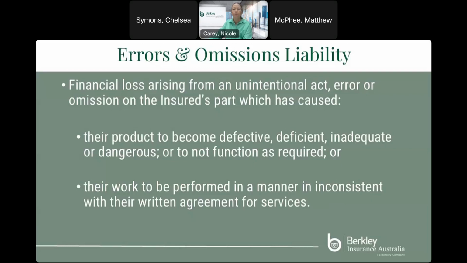So the coverage provided under this E&O extension within our life sciences wording is a lot broader than what we would normally cover under our GL policy. Our GL policy is a manufacturing errors and omissions coverage only, whereas this one is for the services as well. So not all insureds will need to purchase this coverage section.